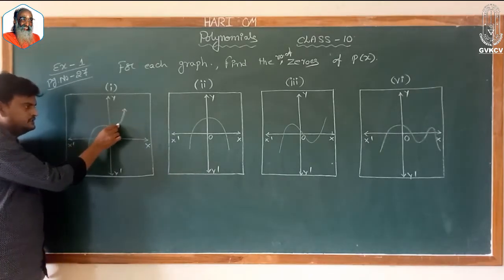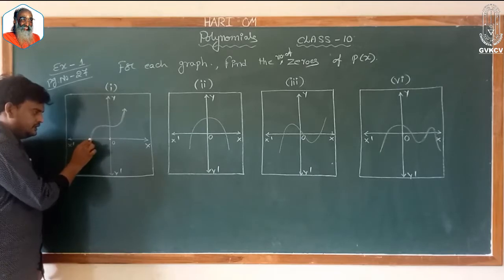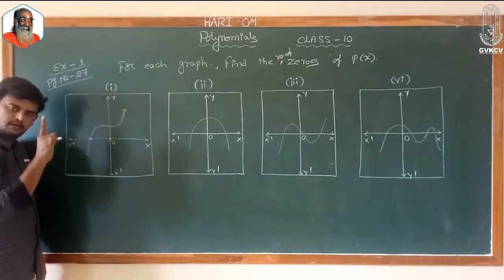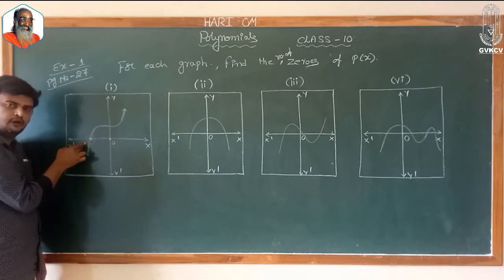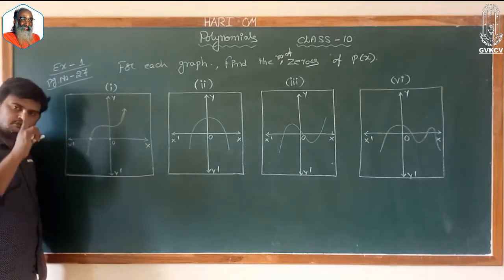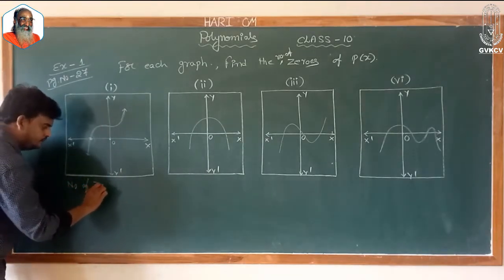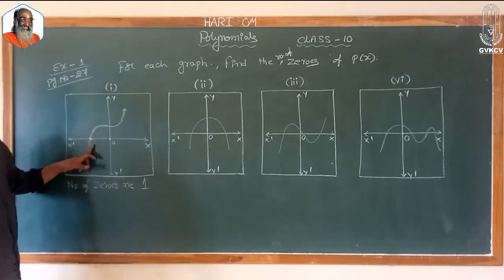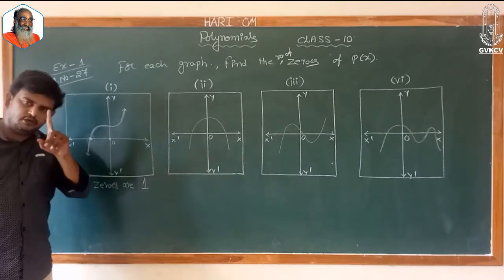Now let us see. This graph touches the x-axis at this point. So at how many points is it touching? Only at one point. So when the graph touches the x-axis at only one point, how many zeros do you have? Only one zero. So the number of zeros is one, because the graph touches the x-axis at only one point.